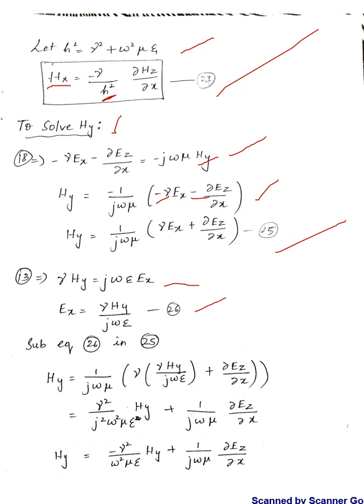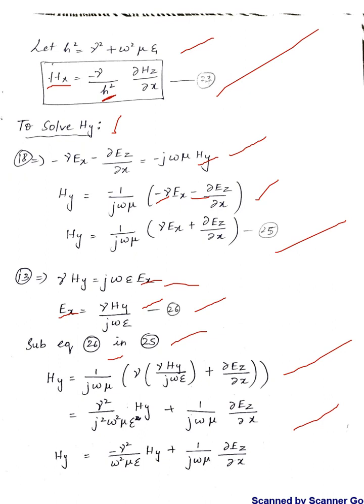Now from here we have taken this Ex. Ex alone I'm going to keep on this side, and the remaining terms I'm going to write on the right hand side. After that, I'm going to substitute this 26th equation in the 25th equation, and I'll get this equation. After that, I'm going to multiply this 1 by j omega mu inside each and every term, so I'll get this equation.